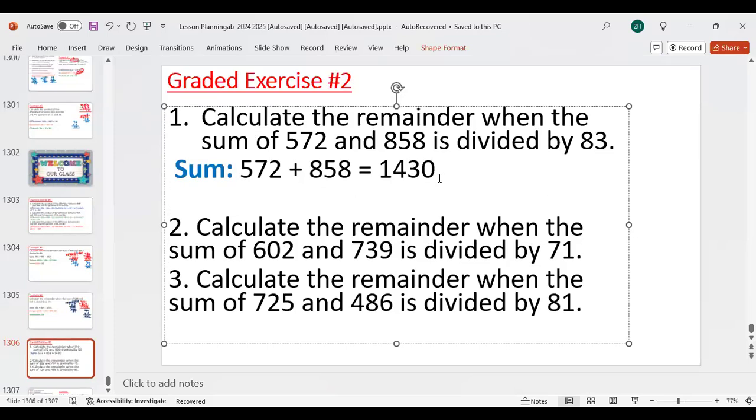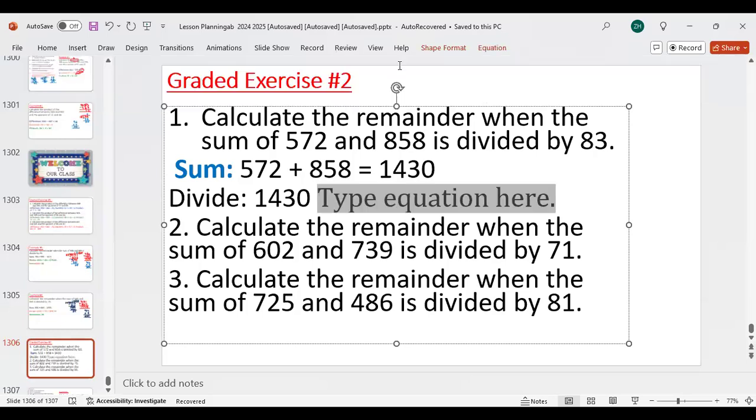Then we have the difference, or we just have the divide. What are we going to divide? We're going to divide 1430 divided by 83. Very good. 1430 divided by 83.